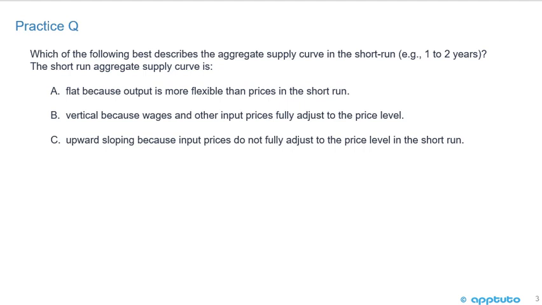The short run aggregate supply curve is A, flat, because output is more flexible than prices in the short run. B, vertical, because wages and other input prices fully adjust to the price level. Or C, upward sloping, because input prices do not fully adjust to the price level in the short run.